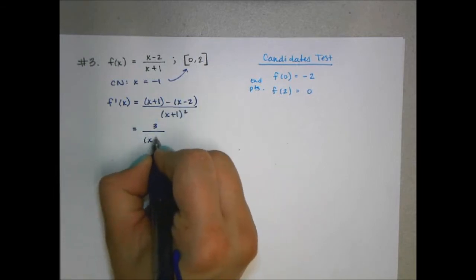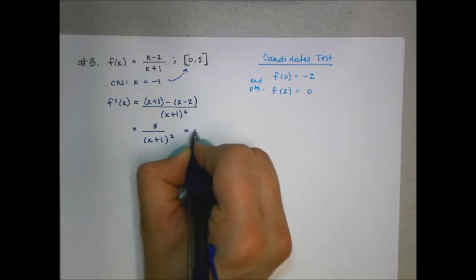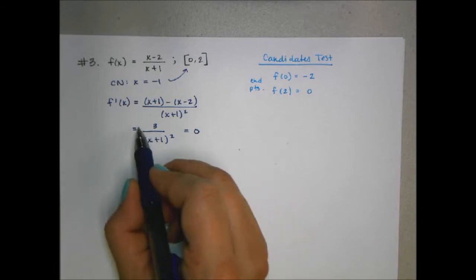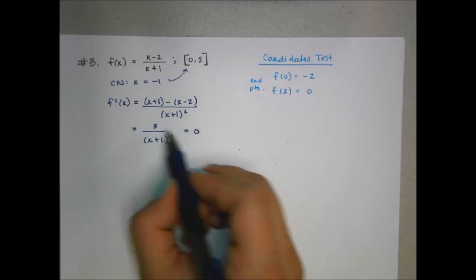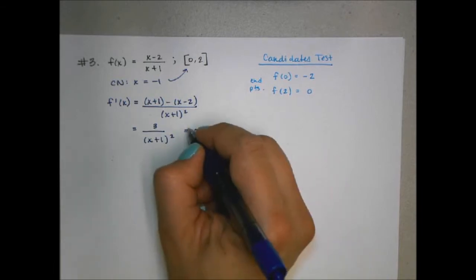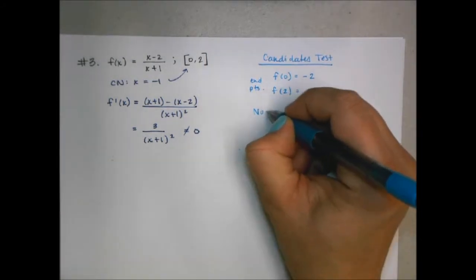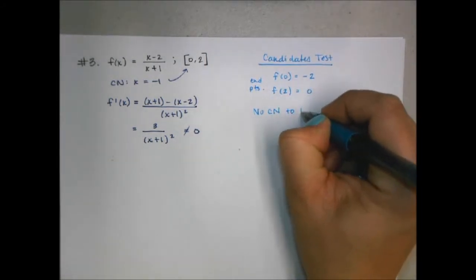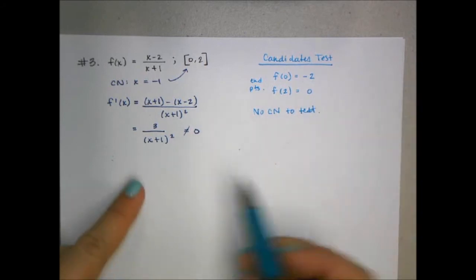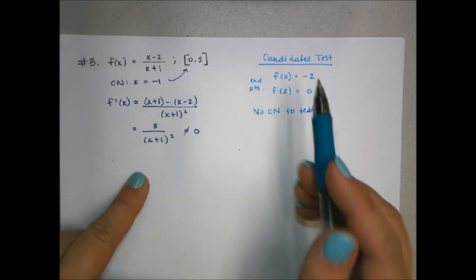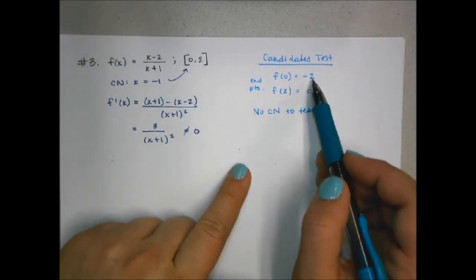We would then set this equal to 0. You'll notice the only way a fraction makes 0 is if the numerator is 0. The numerator is always 3, and so this will never equal 0. So we have no critical numbers to test against. Since the only critical number of the function is negative 1, and it's not in our interval, then all we care about are these two values here.